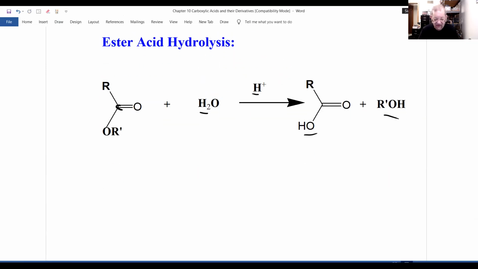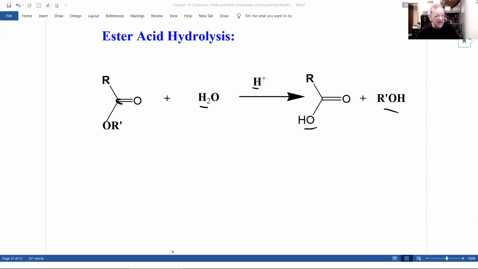So let's do a couple. Remember, the reaction is ester, acid and water, water and acid. Doesn't matter which order these are placed. You get back the carboxylic acid plus the alcohol you would have used to make that ester.